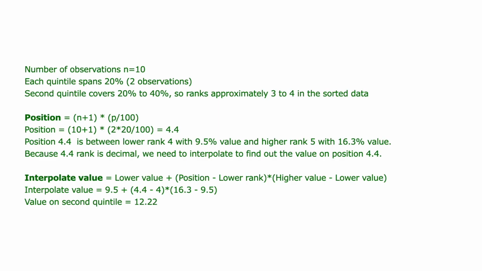It equals 4.4. It falls between the fourth value, 9.5%, and the fifth value, 16.3%. Interpolate: value equals lower value plus position minus lower rank times higher value minus lower value. It equals 12.2%.